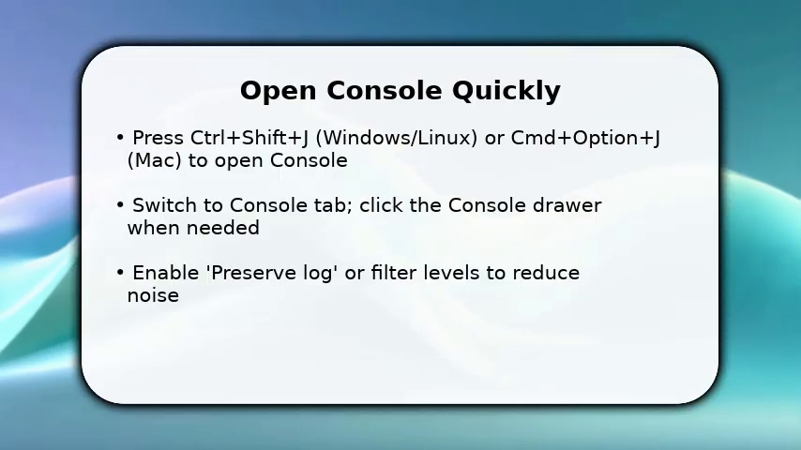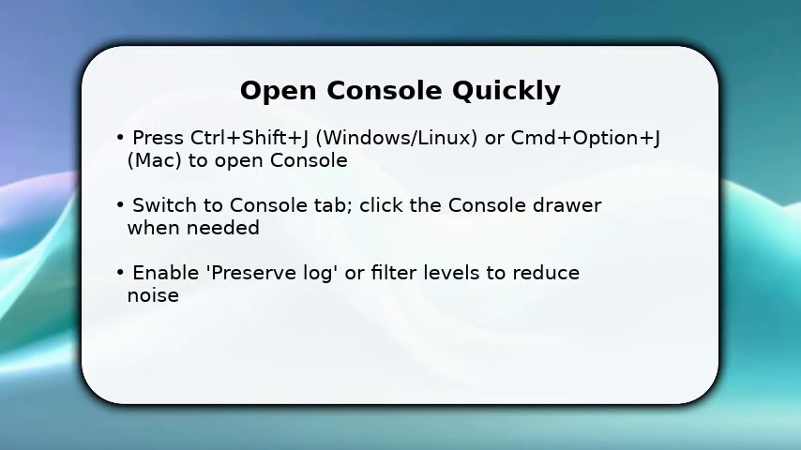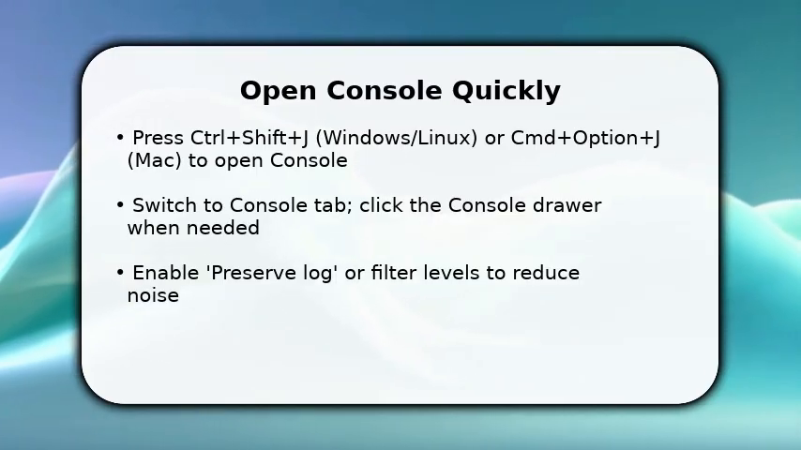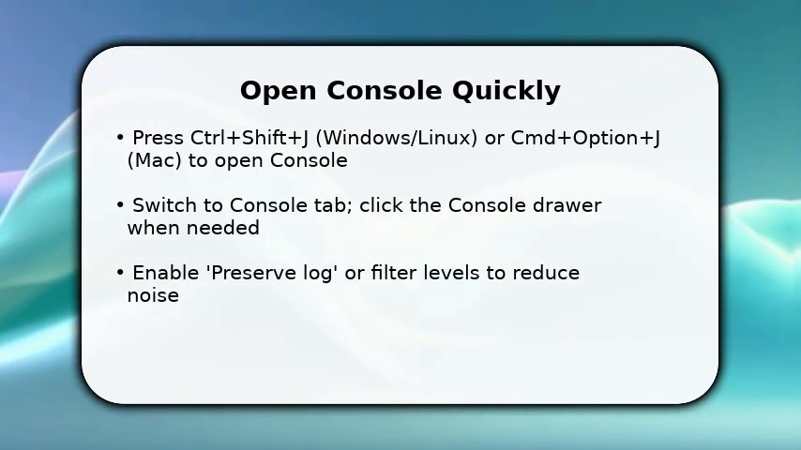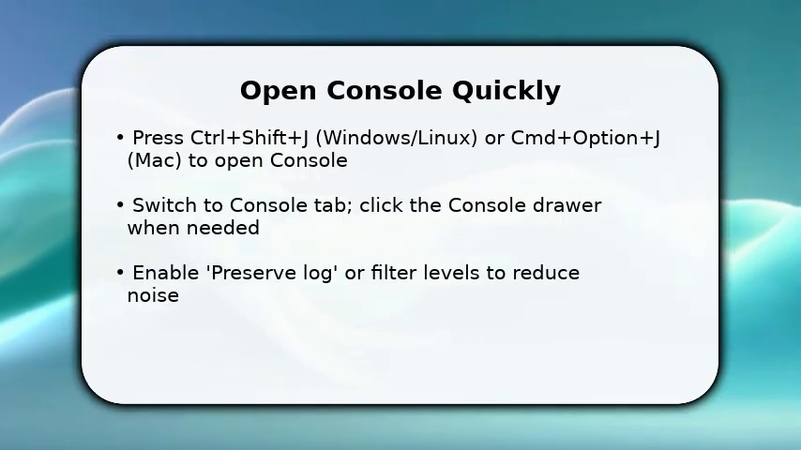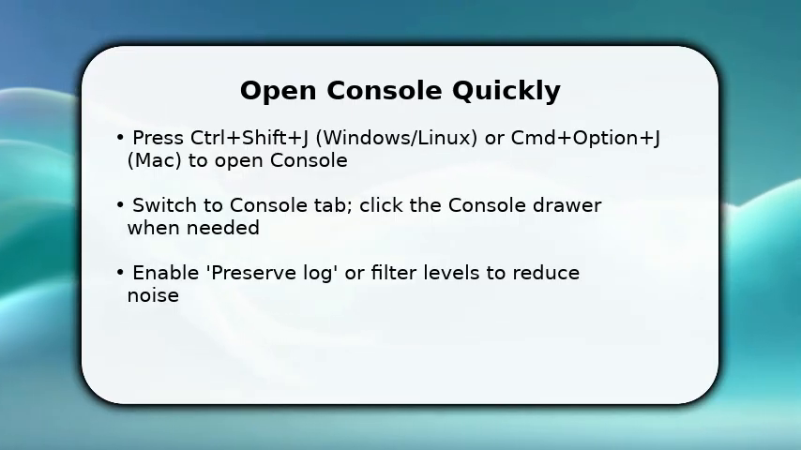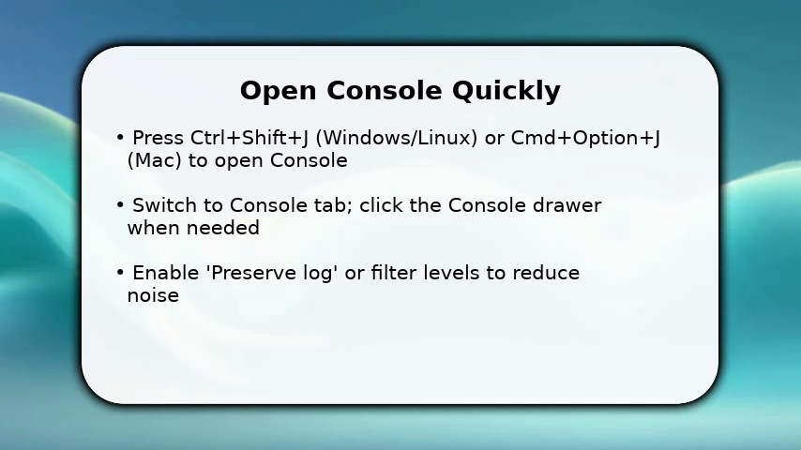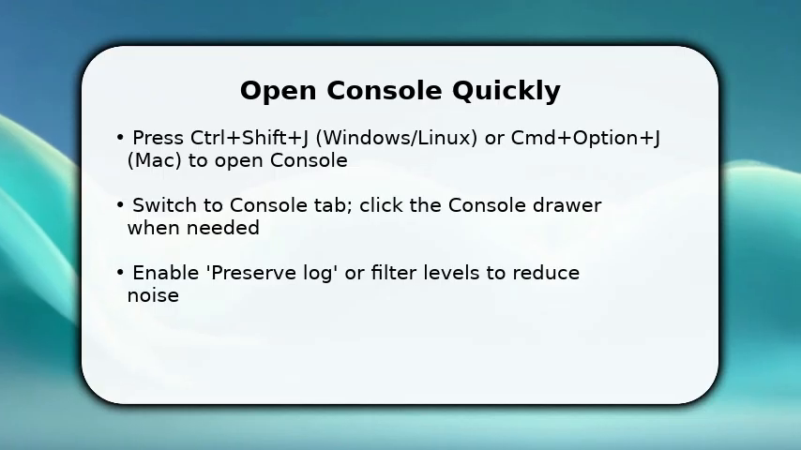You start by opening Chrome DevTools and focusing the console so you can run commands and inspect output immediately. Use Ctrl plus Shift plus J or CMD plus Option plus J to open it fast. Once done, click the Console tab and enable Preserve Log if you want entries retained across navigations. Make sure to clear the console before new tests to avoid confusion.